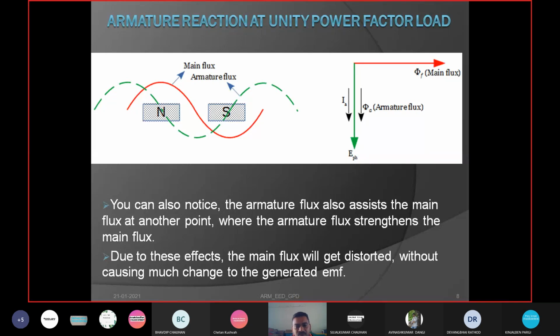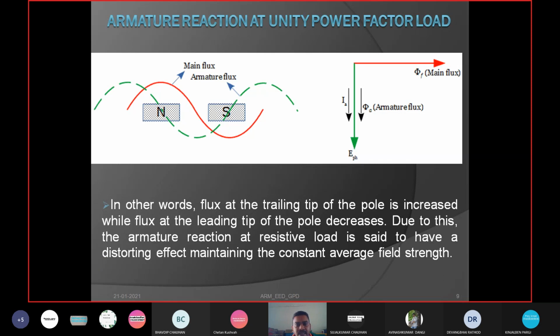So without causing much change to the generated EMF, the main field flux will get distorted. In this cross magnetizing effect, the main field flux will get distorted, and the generated EMF will not change so much. Okay, so this effect is known as the cross magnetizing effect. In other words, we can say that the flux at the trailing pole tip is increased.